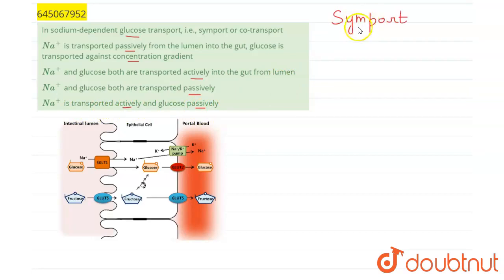So here we have to understand a few terms. The first term is symport or co-transport. Symport means movement of two different molecules in the same direction. So here, if we consider Na and glucose, they show symport because they move in the same direction. Na and glucose move from the lumen into the gut, so both of them move in the same direction and show symport.